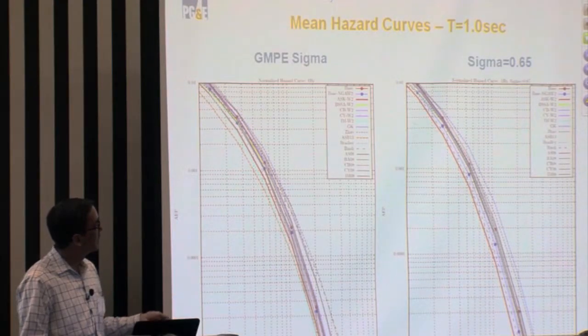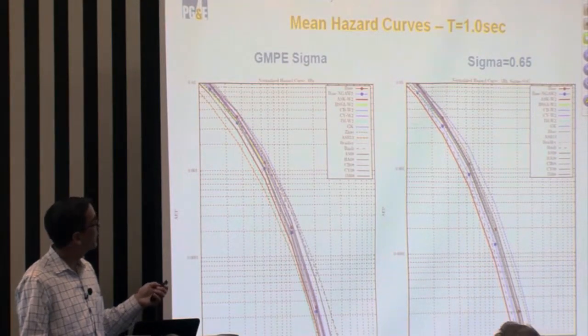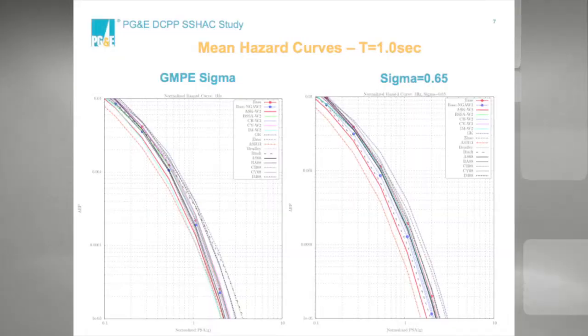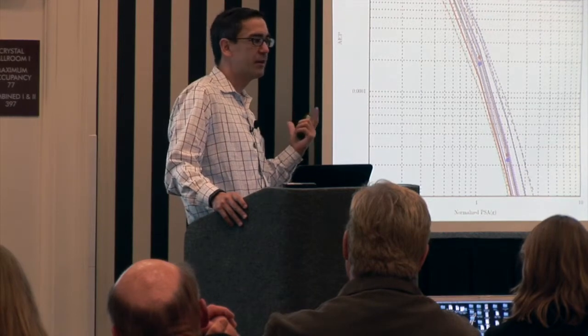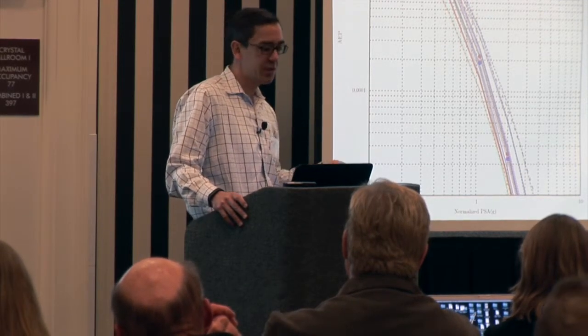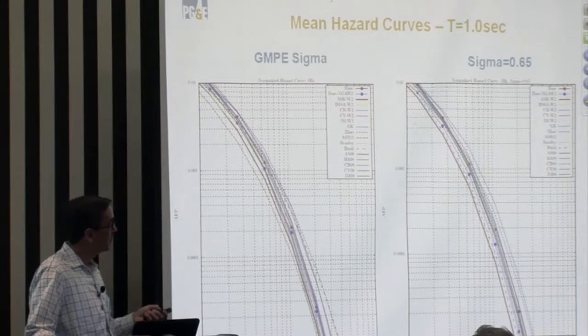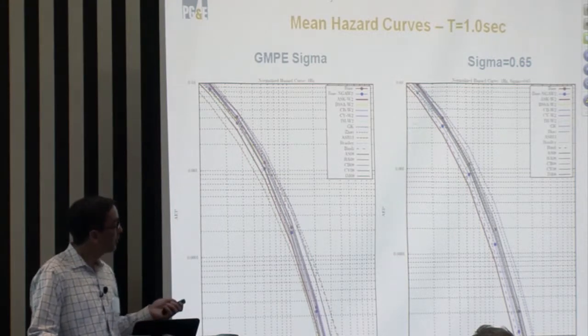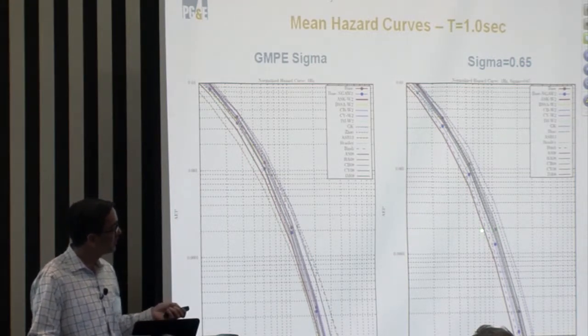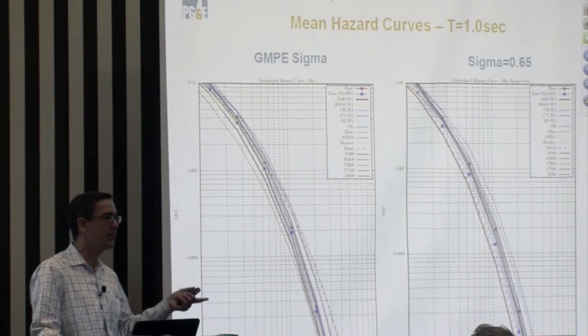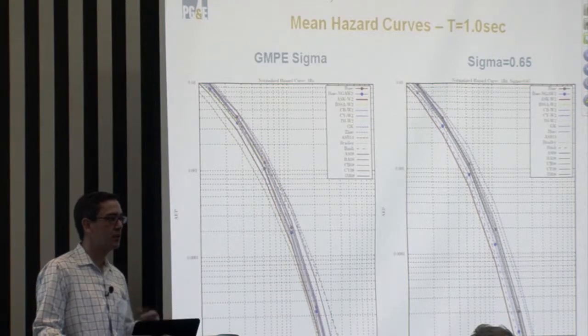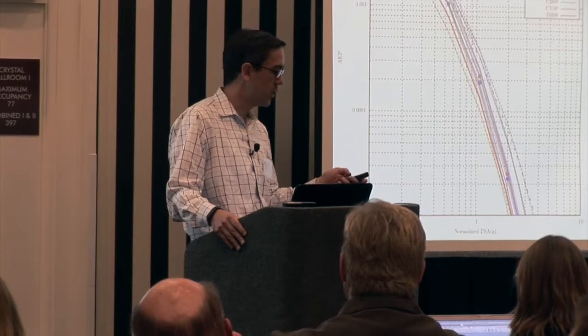Just to show what the similar plots are for 1 second, you can see again on the left you have the full median and sigma values of each of the individual models. On the right you've got the median values with the fixed sigma value of 0.65. If you remember back, this is a wider distribution in hazard curves than we saw for PGA. It's something that we're seeing when we're running these models. And as well, the Bindi model at 1 second or 1 hertz, with the fixed sigma of 0.65, is coming into the distribution. So the median values for 1 second or 1 hertz from Bindi are not as low relative to the other models.